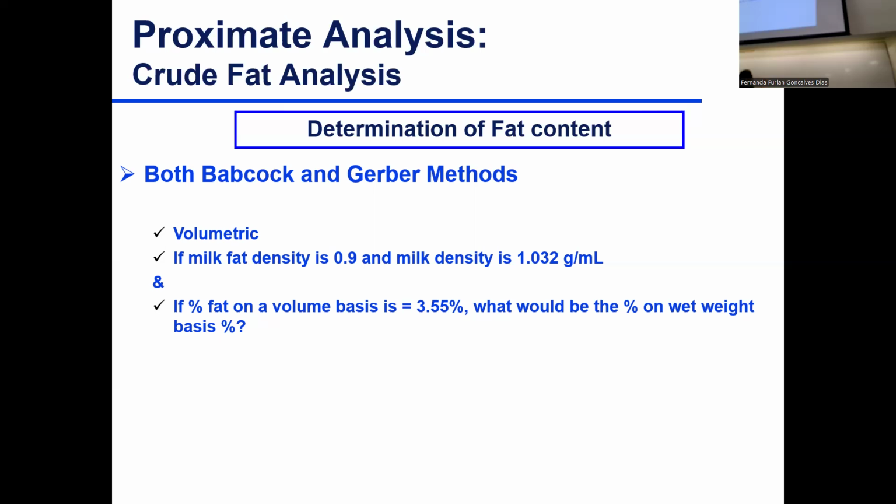So here the volume of fat is 3.5. Density of fat is 0.9 grams per mL. Volume of milk? 100. Perfect. Multiplied by a density of 1.032. So this is a percentage, right? So no unit. 3.5 multiplied by 0.9.